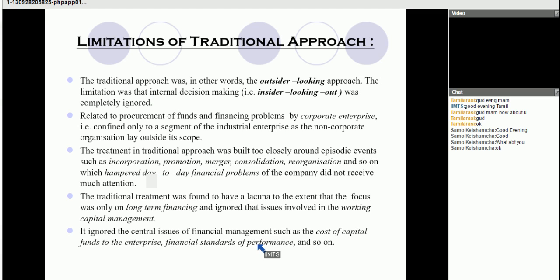Then there were many other limitations. You can just read it, and then I'll be taking you to the next.